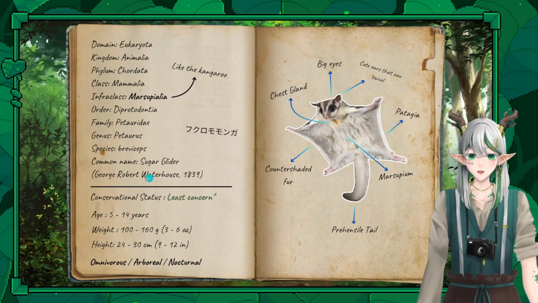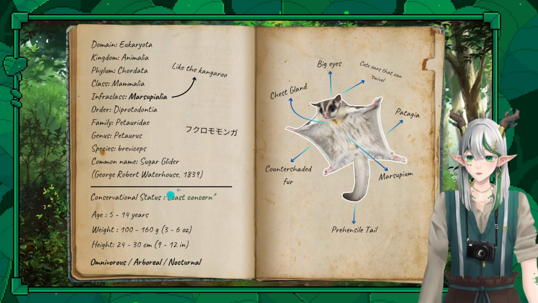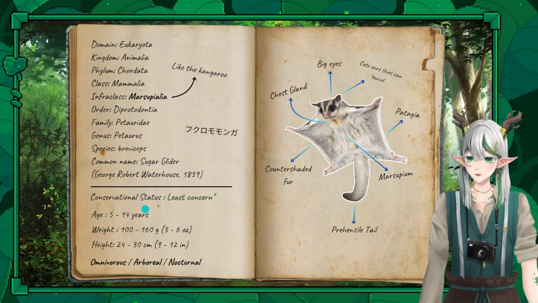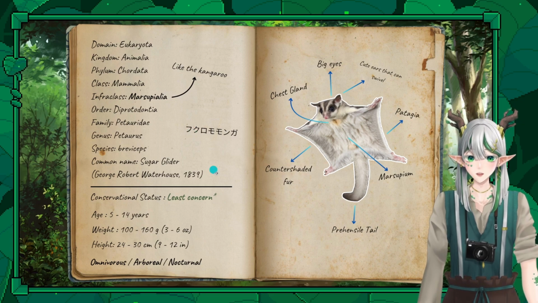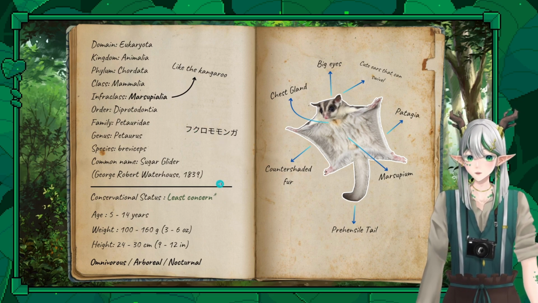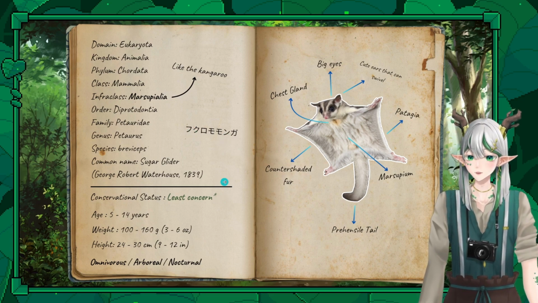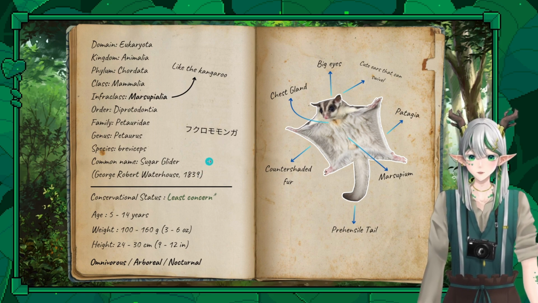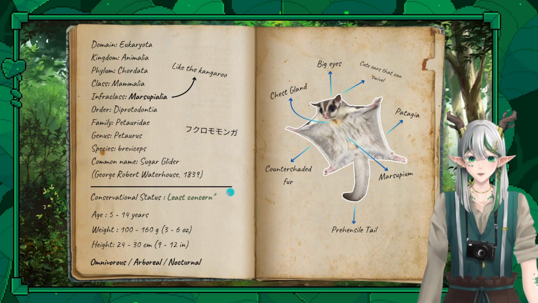Then its age can go from 5 to 14 years, though I think I even saw 17 years in captivity. So 5 years to 9 years is more the usual in the wild, and above that it's when kept in captivity. Its weight is 100 to 160 grams, so 3 to 6 ounces. Very small boy, right? And same with its height, 24 centimeters to 30 centimeters, 9 to 12 inches.